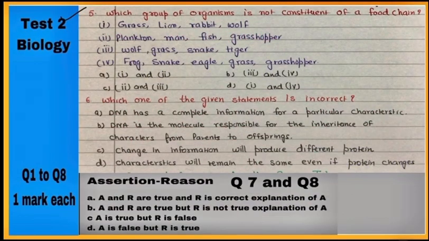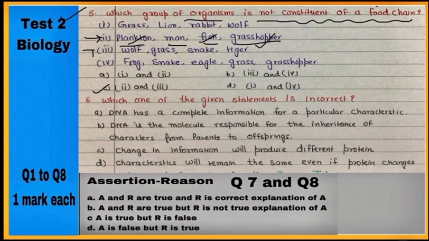Question 5. Which group of organisms is not a constituent of a food chain? 2 and 3. Option C is the correct answer. Number 2: plankton, man, fish, grasshopper. Here plankton and fish belong to an aquatic food chain, while grasshopper belongs to a terrestrial food chain. So they will not form any food chain. Number 3: wolf, grass, snake and tiger. There is no herbivore present in this group, so they will also not form any food chain. So the correct choice is C.